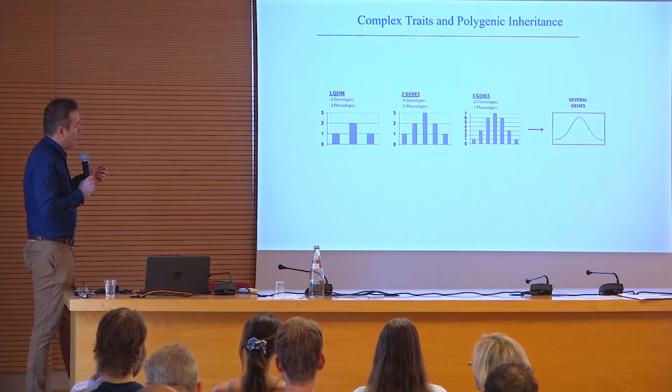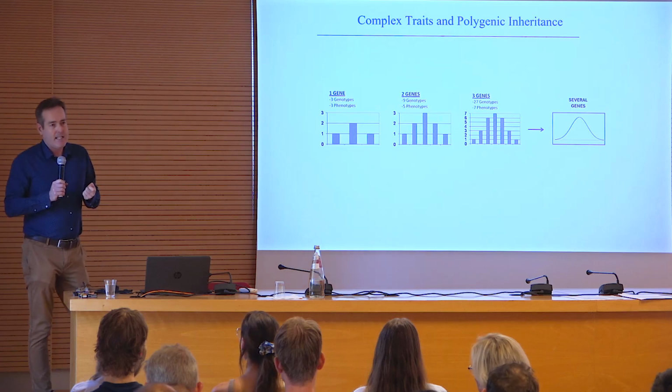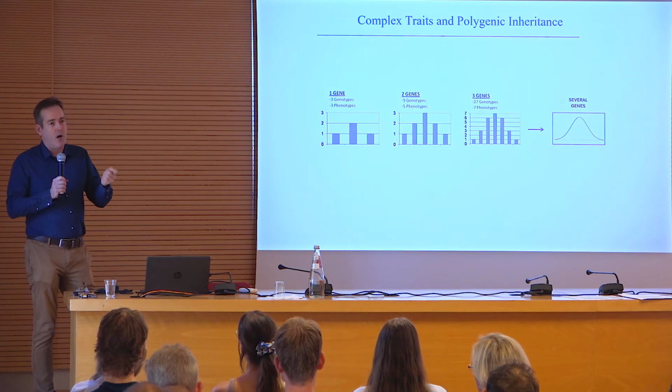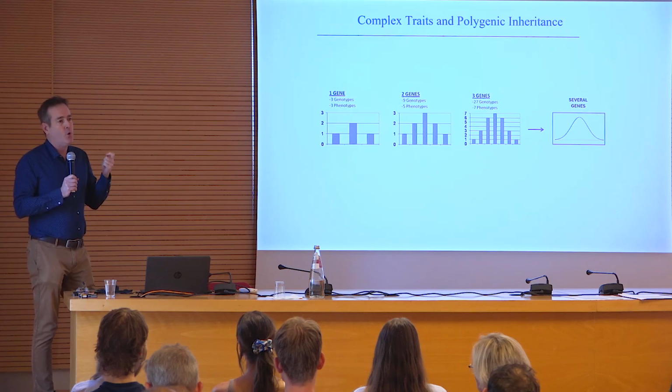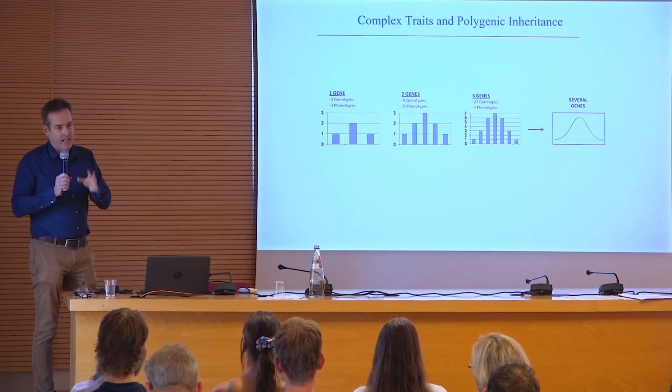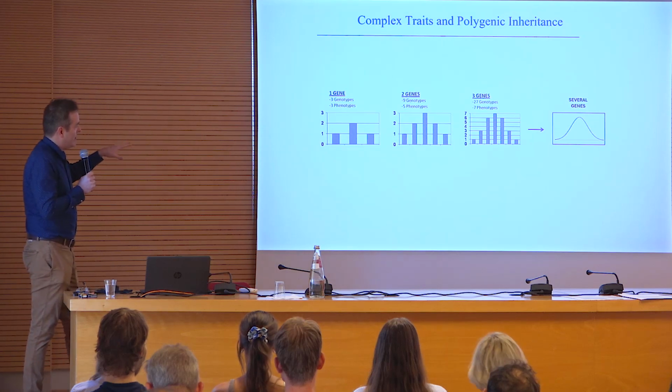So in this particular paper, what he showed is that quantitative traits were not the result of just one gene of large effect, but were due to lots of genes adding together. And that's what I've tried to illustrate on this slide.